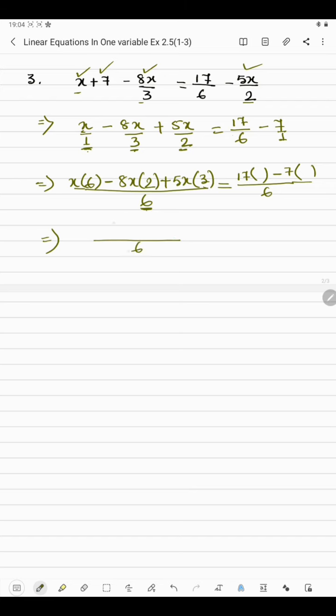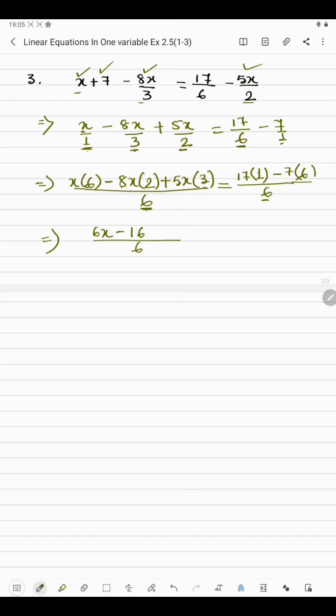Now the denominator will remain same, which is 6. Now 6 multiplied by x, okay, this side also we will have to solve in a similar way. Like here, LCM will be divided by the denominator, so 6 divided by 6 is 1, that we will put in the bracket. Again coming to the next fraction, 6 divided by 1 is 6, and 6 we will put in the bracket.